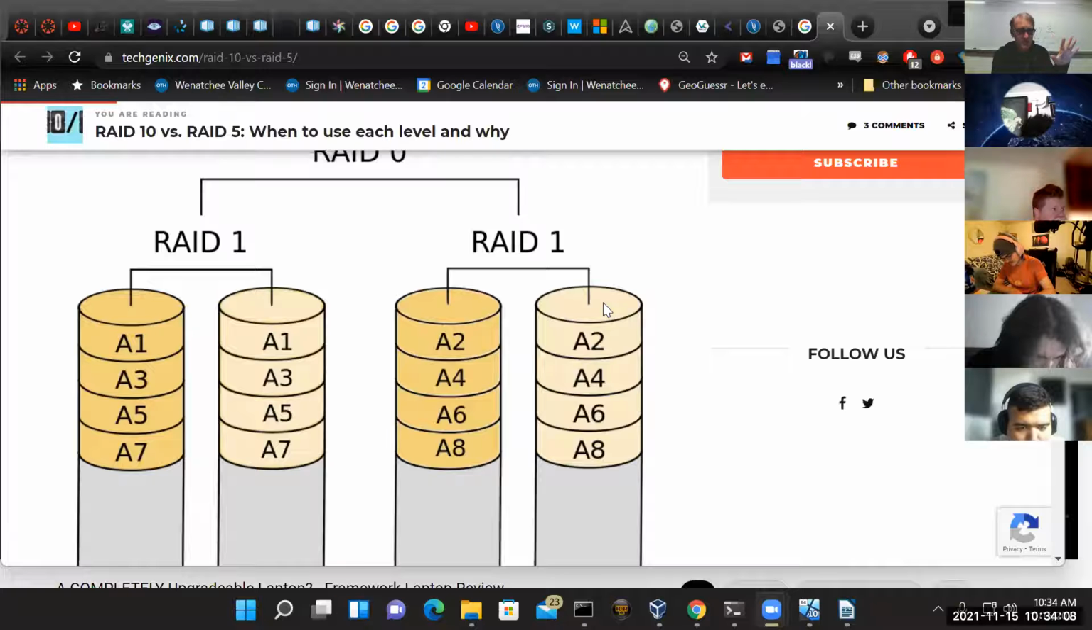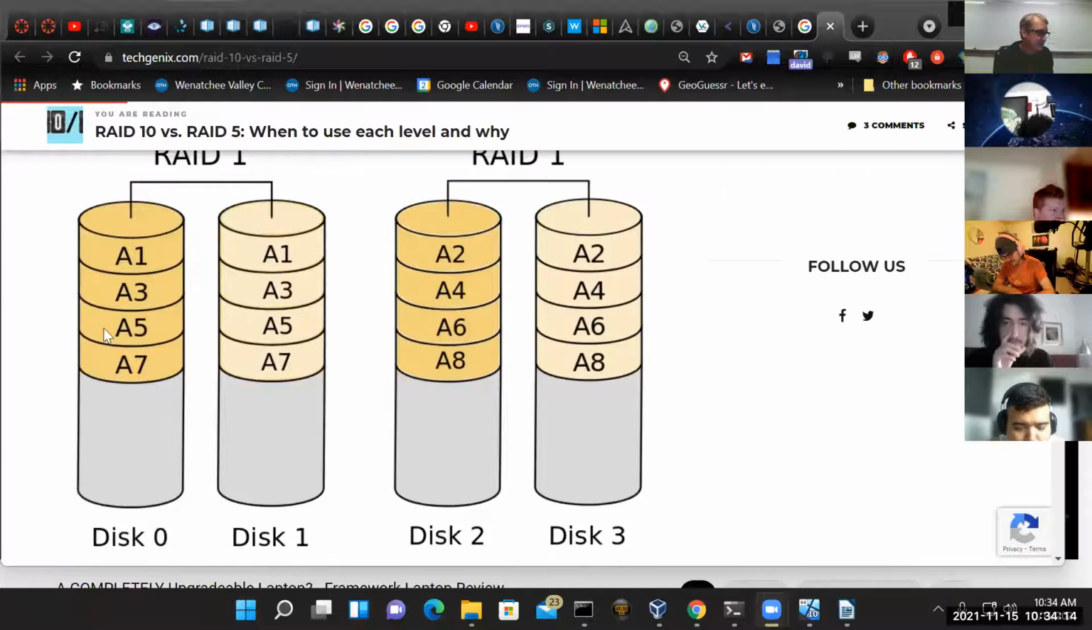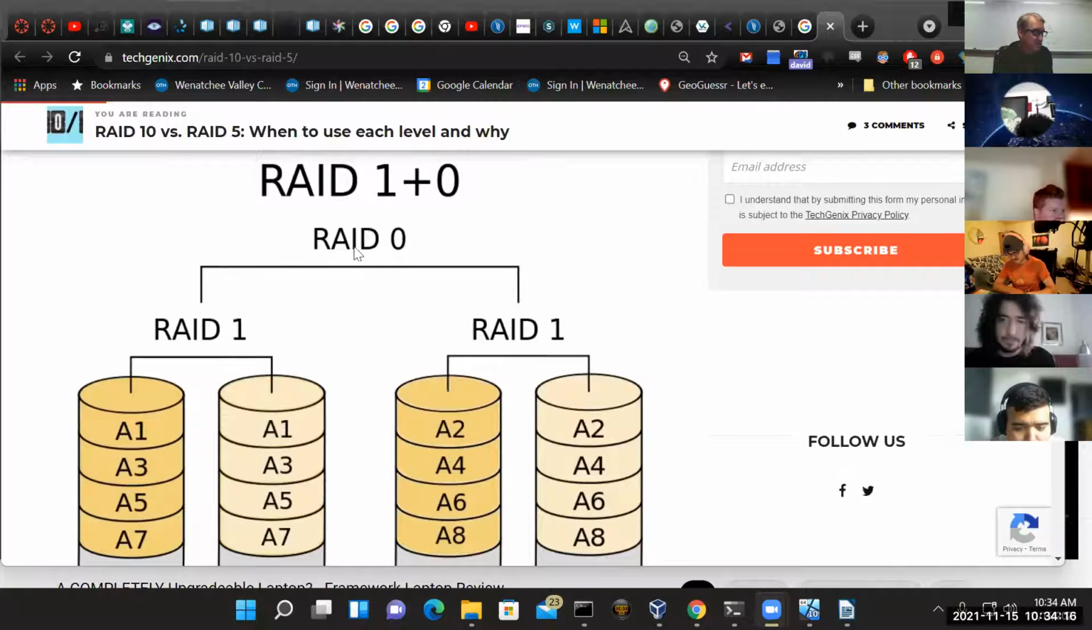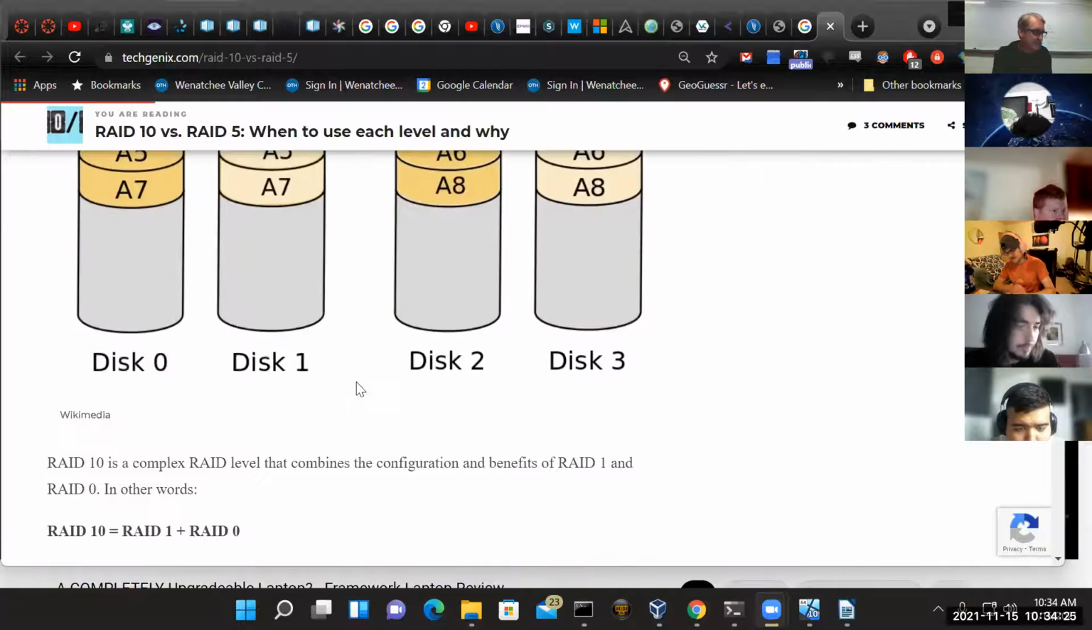Or RAID 5, which we talked about a little bit. I'll see if I can find a good picture for RAID 5. RAID 5, you need 3 drives to make that happen. So here it's showing the 2 mirrors, two RAID 1 mirrors, and then those are striped together. So it's going to write information to this mirror and write information to that mirror at the same time.